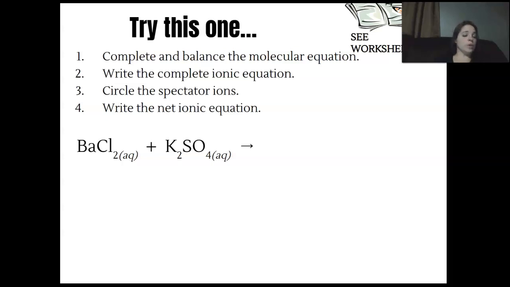All right, so the first thing we're going to have to do is complete and balance the molecular equation. So I'm going to write up the molecular equation. I'm going to do the switch. I like starting with barium because that's the first thing I see. So instead of barium chloride, I'm going to have barium sulfate. Then, instead of potassium sulfate, I'm going to have potassium chloride. Right, like this. Now I'm going to make sure that I have the appropriate subscripts.